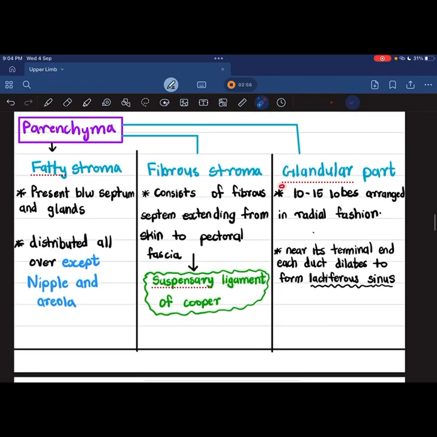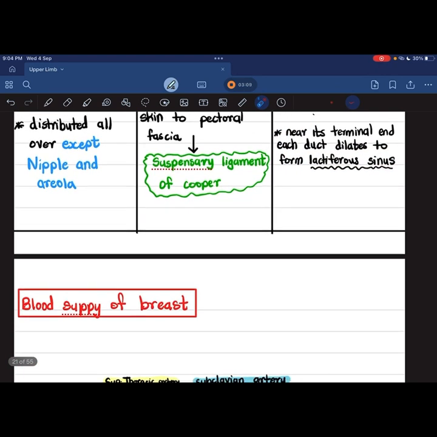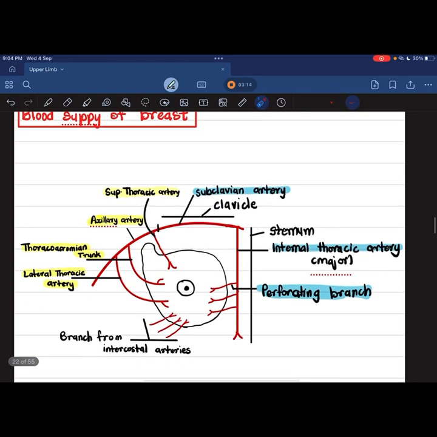Now, glandular part consists of 10 to 15 lactiferous lobes arranged in a radial fashion. Near its terminal end, each duct dilates in the form of lactiferous sinus. Now, we will get started with blood supply of the breast. In blood supply, there are three arteries which supply the breast mainly. The arteries include superior thoracic artery, lateral thoracic artery, and perforating branches from internal thoracic artery. Internal thoracic artery provides blood supply through the branches that run along the sternum, as we can see.